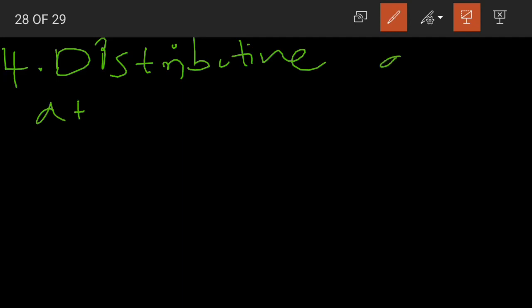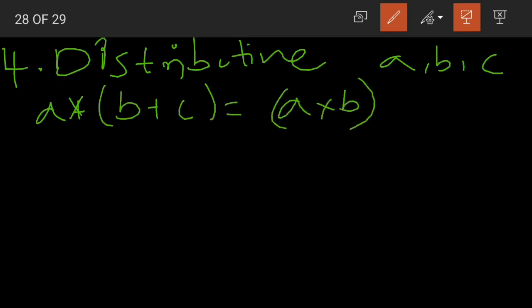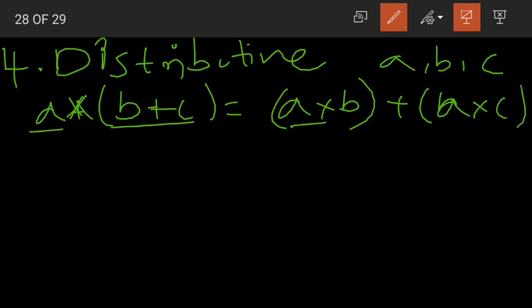The fourth one was distributive property. In distributive property, what we learned was, when we have three integers a, b and c, the answers of both the equations here should be the same. What are the equations? Whether we add and then multiply or we multiply and then add, the answer should be the same. Then it is said to be following distributive property.